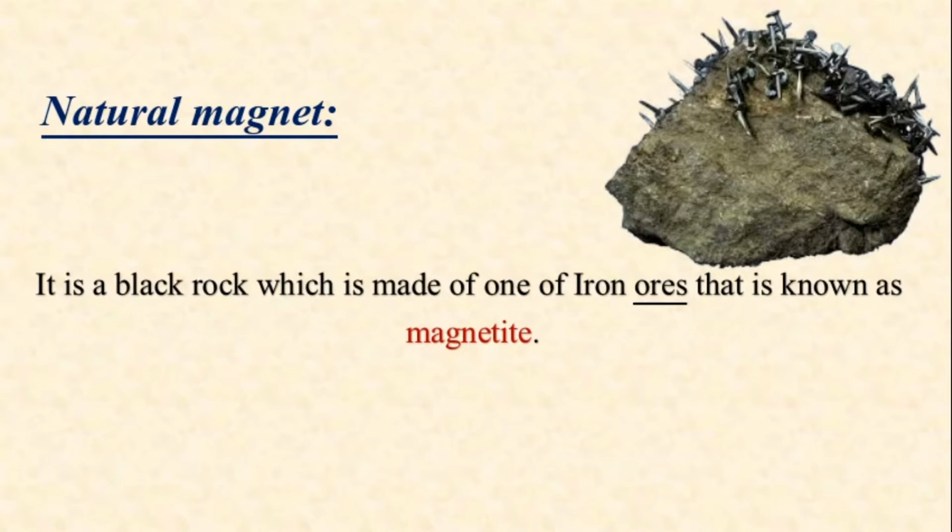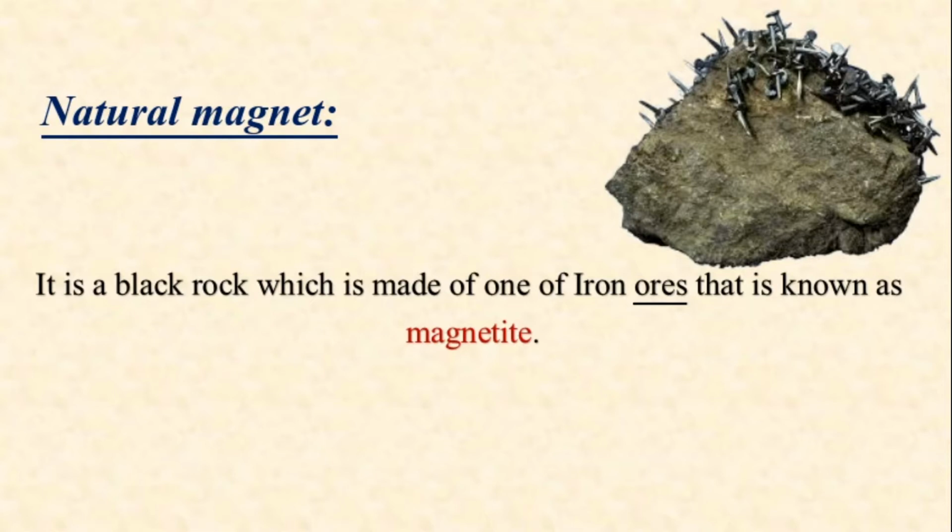You will ask me, what is meant by ore? Ore is the original shape of the metal in nature. Metals like iron, like gold, and so on are found in nature in the form of rocks like this. So ore here means what? It means the original shape of the metal in nature.